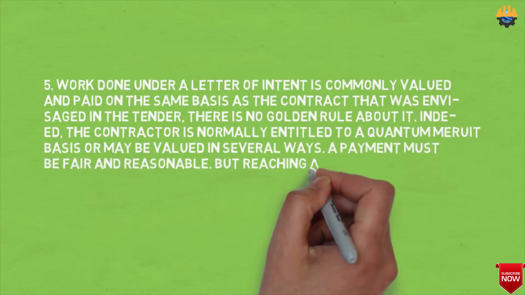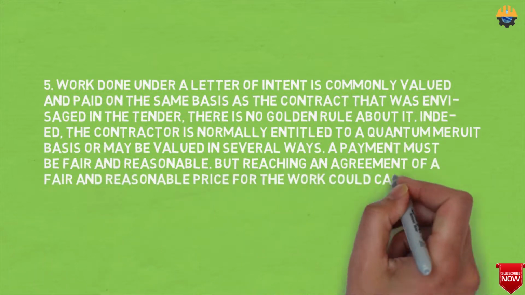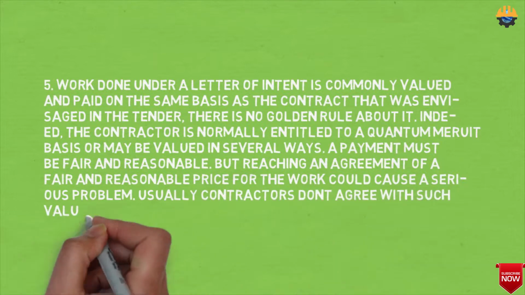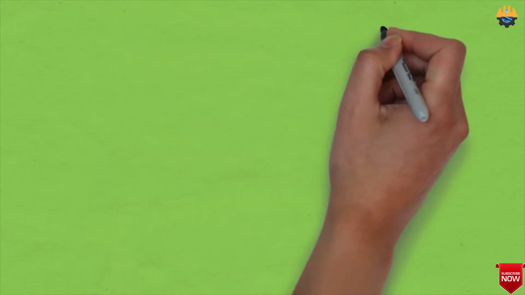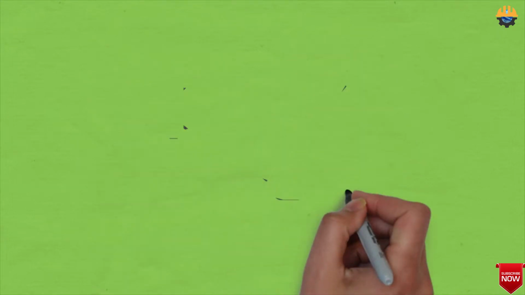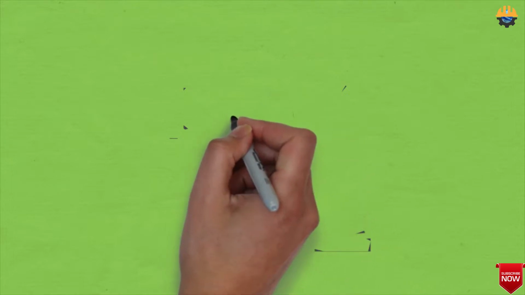But reaching an agreement of a fair and reasonable price for the work could cause a serious problem. Usually contractors don't agree with such valuations. They become very ambitious with a vague amount and high price, so the employer is always in a negotiating position. For both the parties, payment is one of the most critical parts in an LOI.